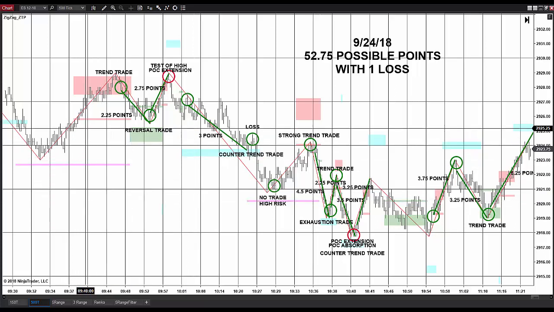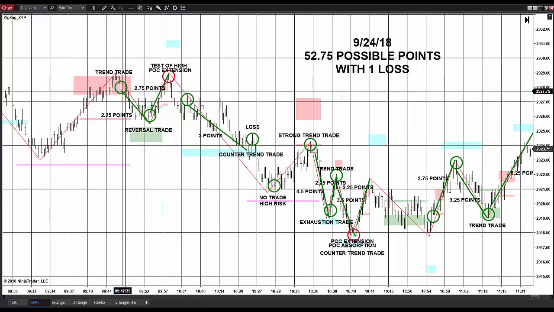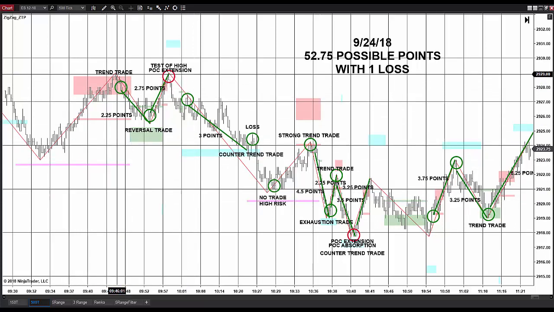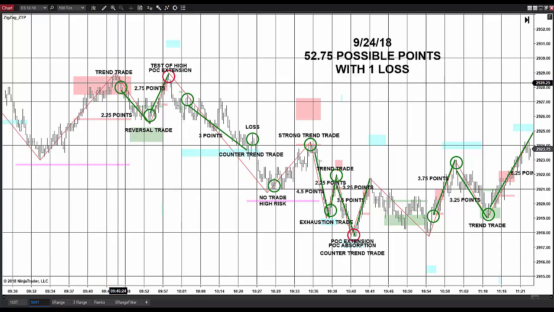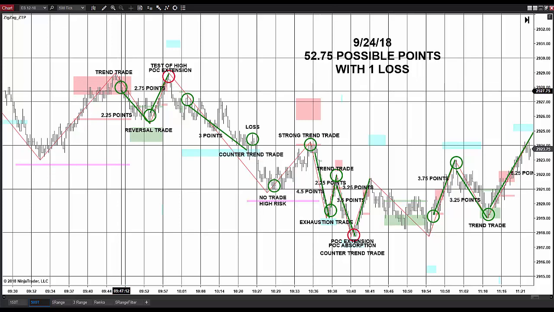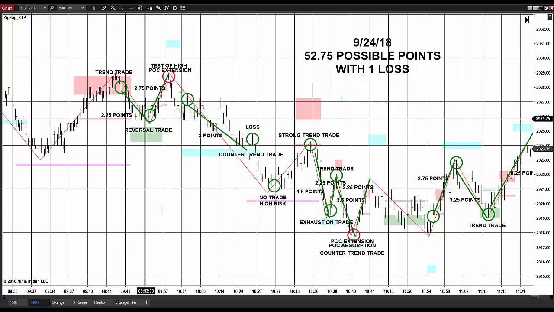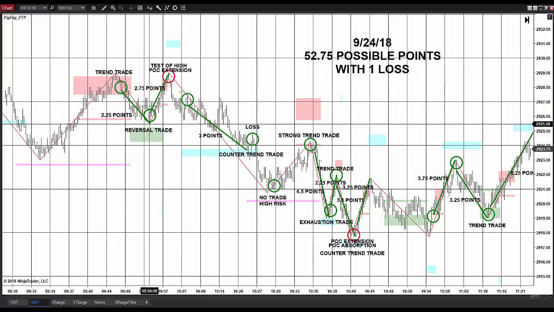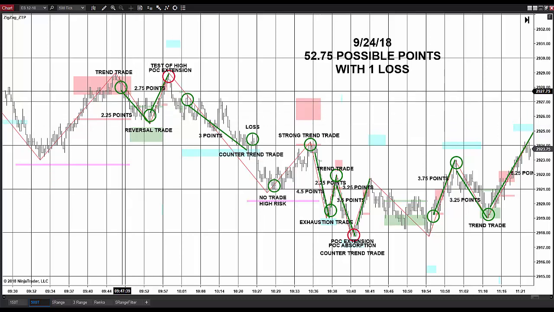So as we look to the beginning of the day, we see that we have a trend trade here. And this trend trade does have some adverse excursion to it. Because of that adverse excursion, we're only going to get 2.25 points out of it, and it would be somewhat questionable whether or not you would take it. However, if you did, you got 2.25 points out of it.